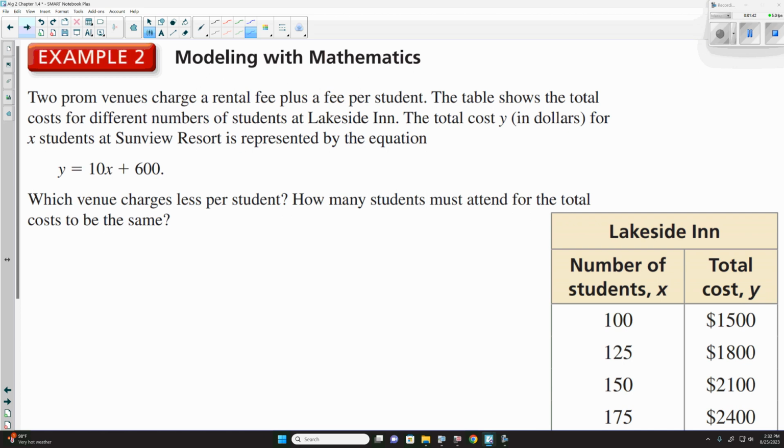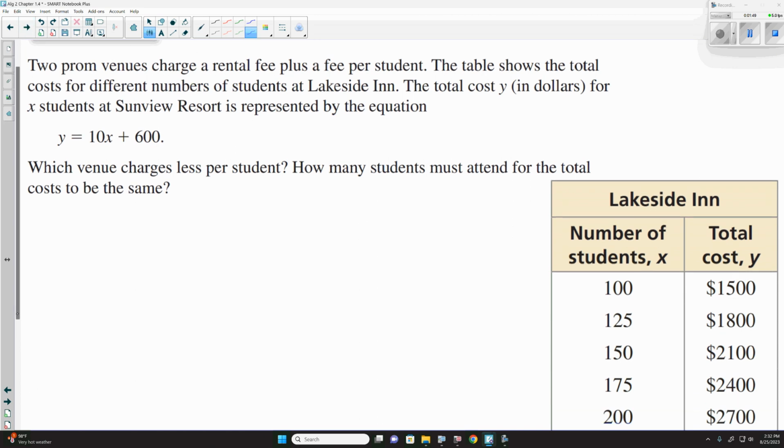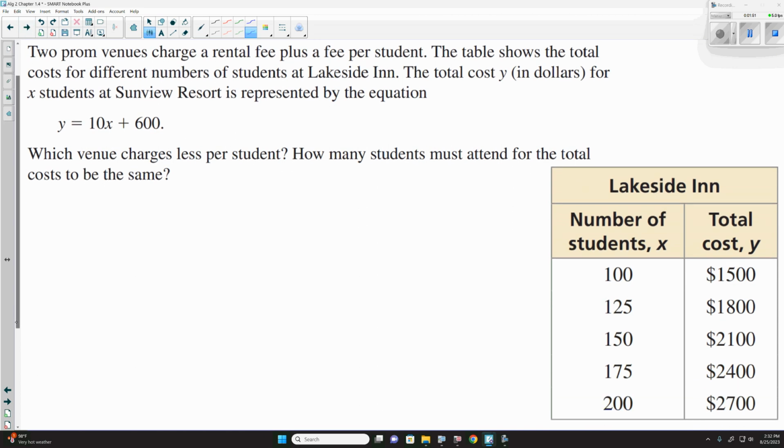The first thing we're looking at today is modeling with mathematics, using the information they give us to find an equation of a line and then interpret and use the two together. Two prom venues charge a rental fee plus a fee per student. The table shows the cost for different numbers of students at Lakeside Inn. The total cost y in dollars for x students at Sunview Resort is represented by this equation. So we'll have Sunview.